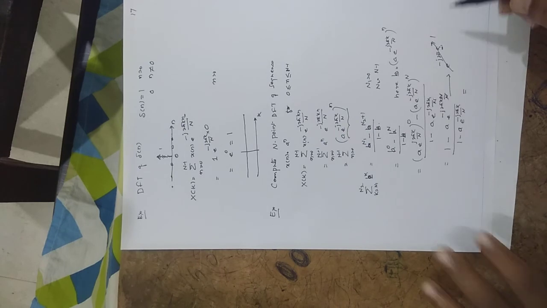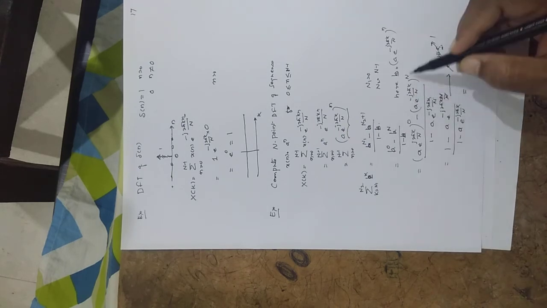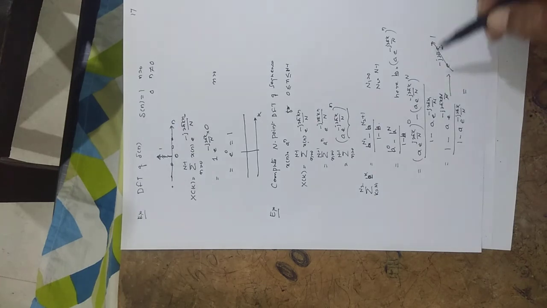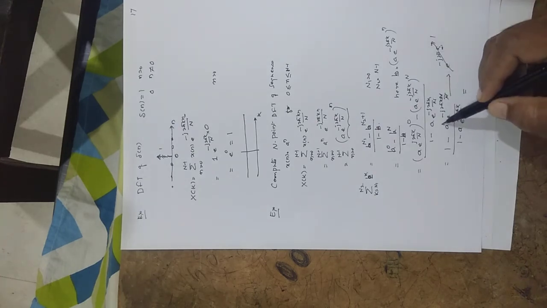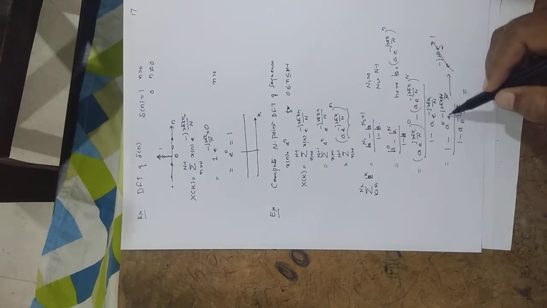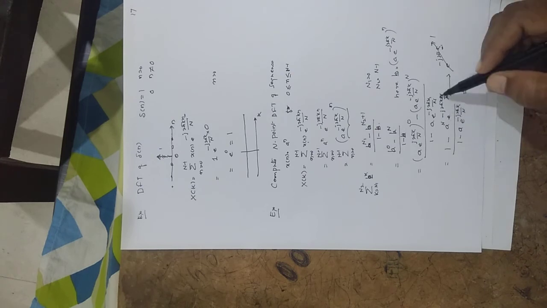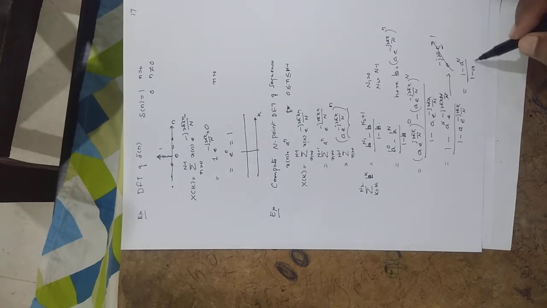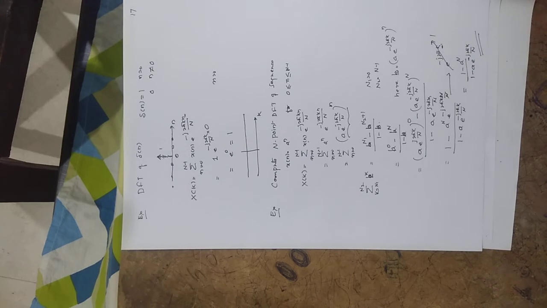So what is left out here? A to the power of n is left out. Only this part I have calculated. A to the power of n here, this I have separated out. This value is 1. So as a result, what is left out is 1 minus a to the power of n divided by 1 minus a into e to the power of minus j 2 pi k by n, which is your final answer.